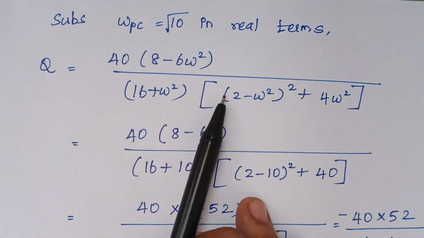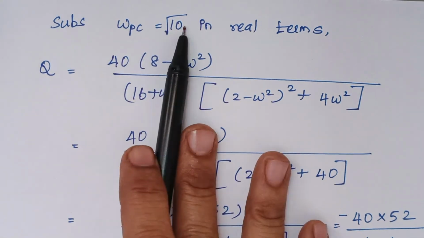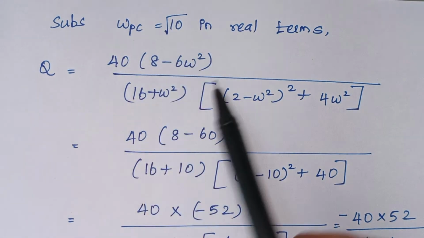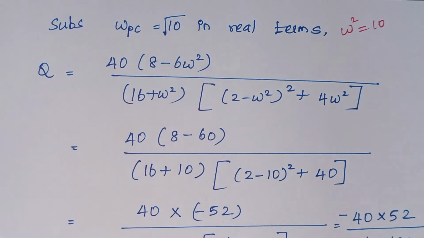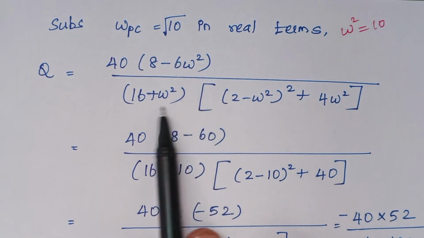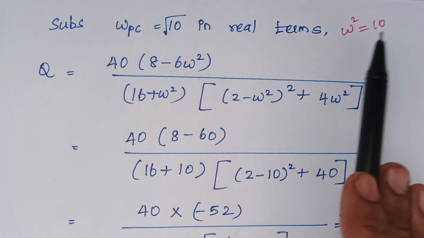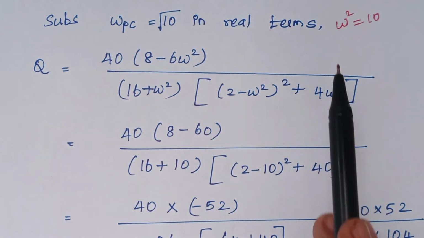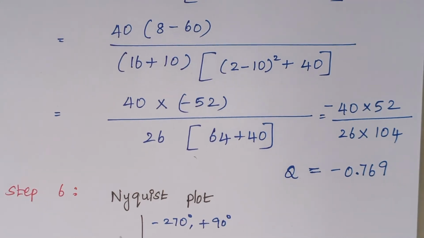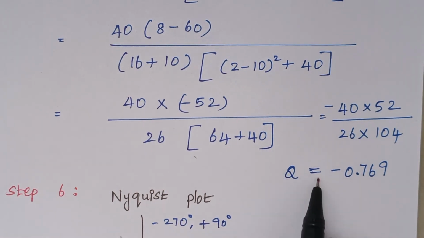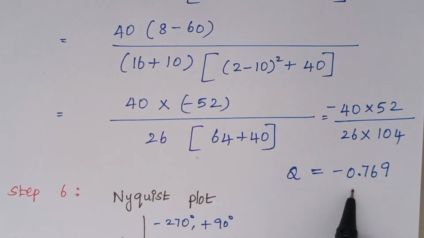Now I am going to substitute the value of omega as square root of 10. Or in other words, you can substitute the value of omega square as 10, right? Both are same. So since we are having more omega square terms, you can substitute the value of omega square as 10. So when you substitute the values here, after simplifying, here we are having the value of q as minus 0.769. Q is nothing but the intersection point on the negative real axis, right?